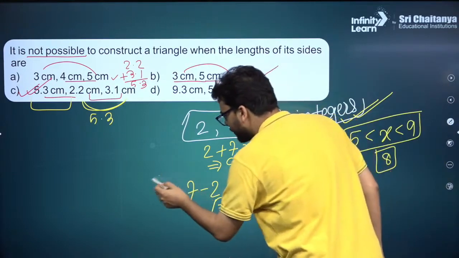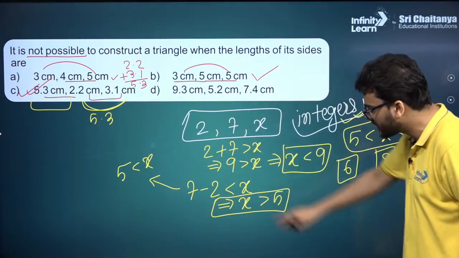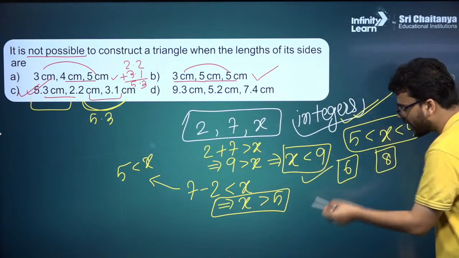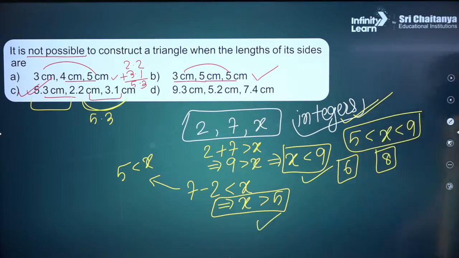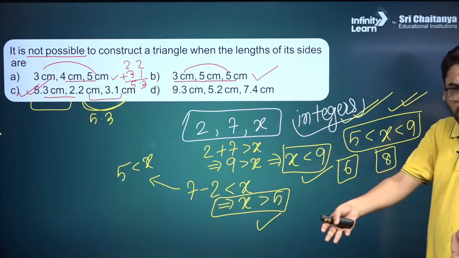So I can say that 5 is smaller than x, or I can say x is greater than 5. It is the same thing. So you see, x is smaller than 9, x is greater than 5. So can I not collectively write it like this? X is greater than 5 and less than 9, Bimla. But we already know that they are integral values. It is part of the question.